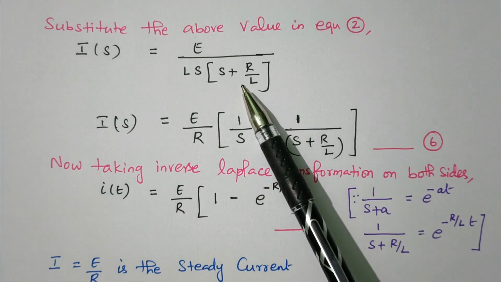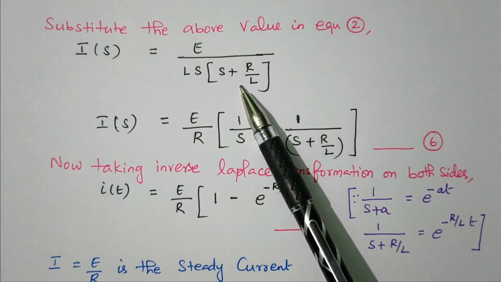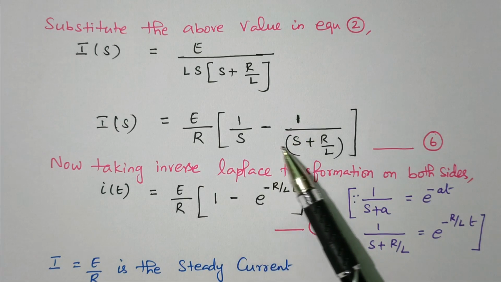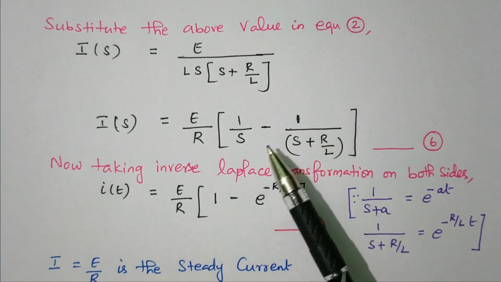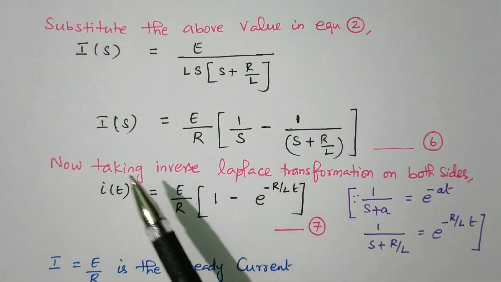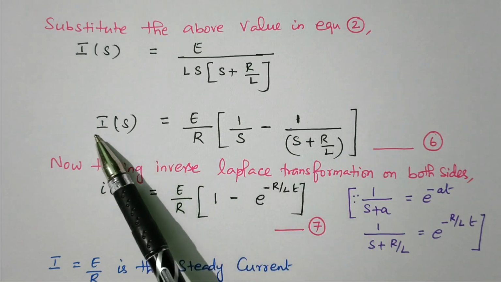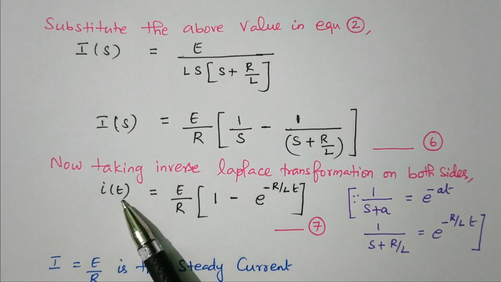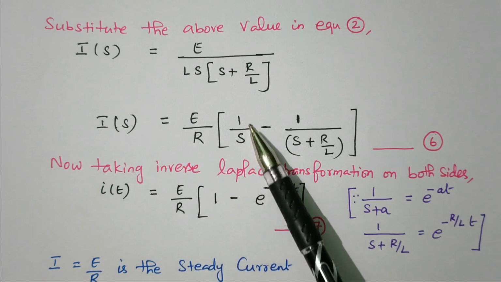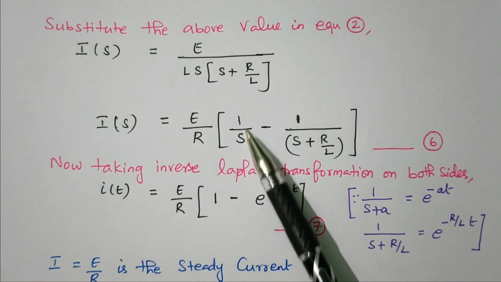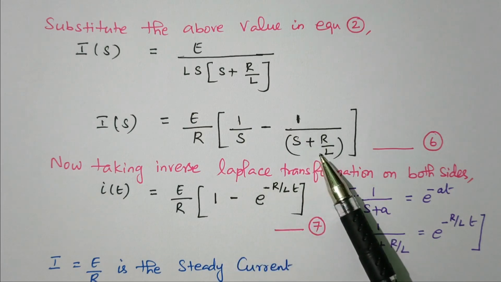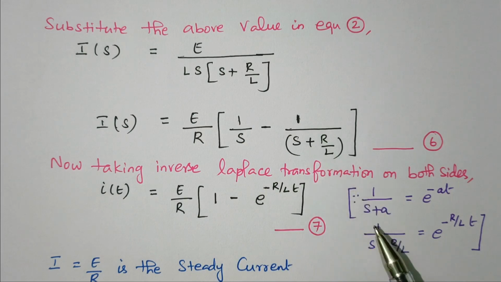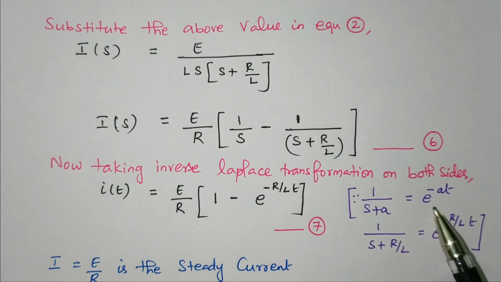We calculated the value of A and B, that is substituted. After substitution we got this. Now we can easily take the inverse Laplace on both the sides. So while taking inverse Laplace, this I of S becomes I of t, then E by R. 1 by S, the inverse Laplace of 1 by S is 1. Similarly 1 divided by S plus R by L is nothing but this, using this formula: 1 divided by S plus A equals E power minus AT.